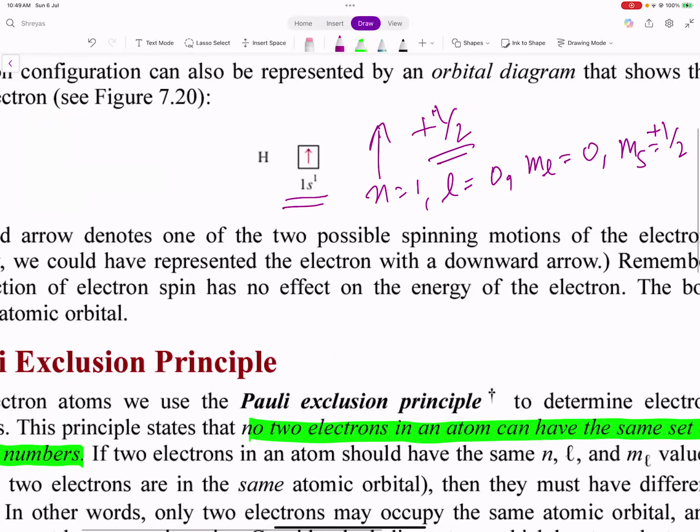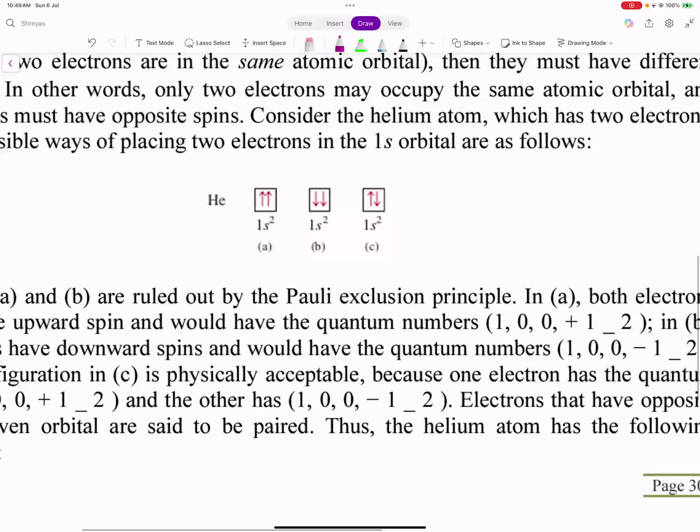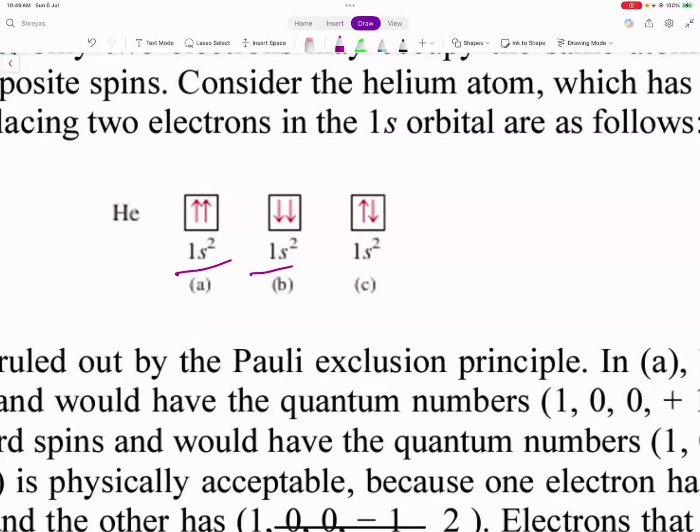Now when we come to helium, we can write it in different ways, but Pauli's exclusion principle says we cannot put both electrons with the same spin, because then all four quantum numbers would be the same. Whenever you put the second electron in the orbital, it must have opposite spin. In an orbital n, l, ml values are the same, so the only way to differentiate is by the ms value.